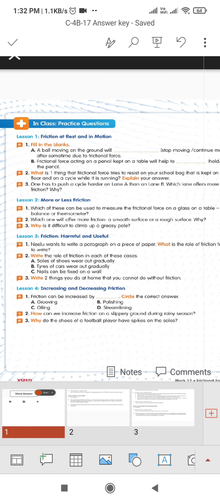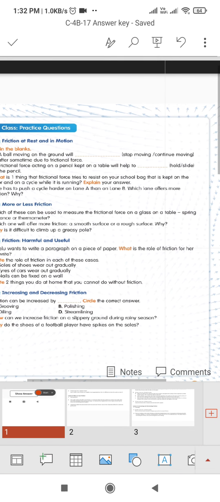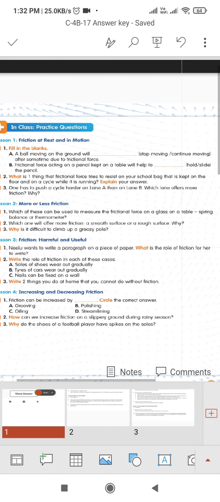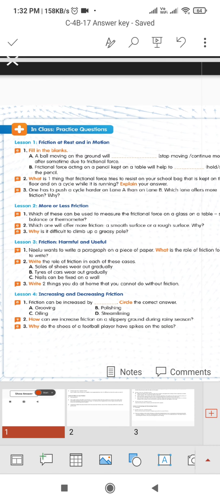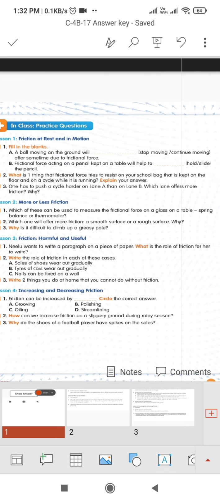Fill in the blanks. A ball moving on the ground will stop moving, or continue moving, after some time due to frictional force. So the ball will stop moving. Answer is stop moving. Frictional force acting on a pencil kept on a table will help to hold or slide the pencil. It will help to hold, as we have discussed that friction helps in holding a pen to write things.